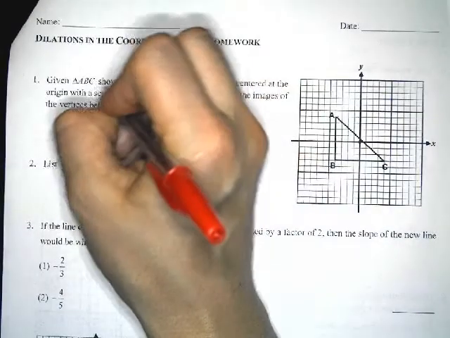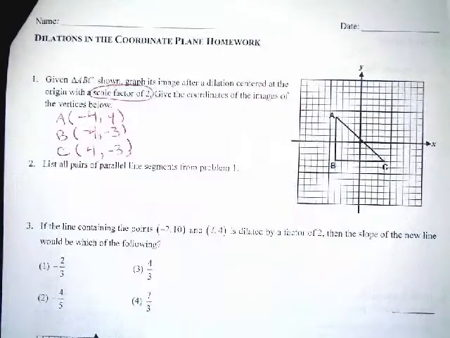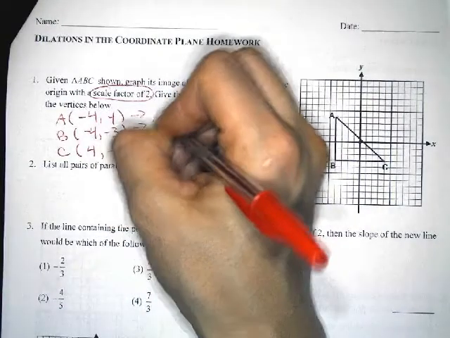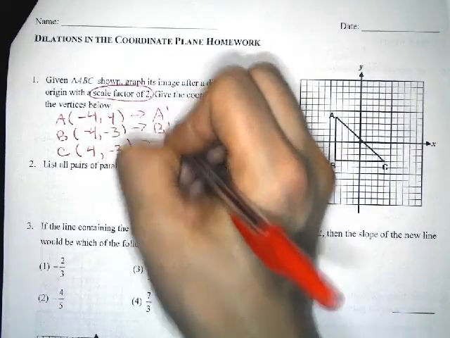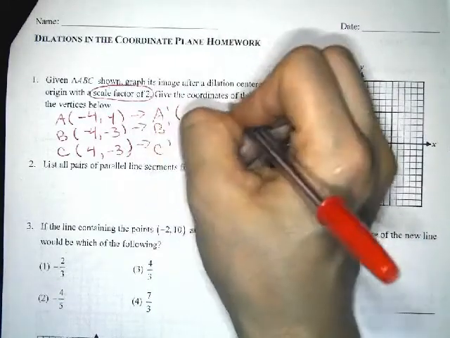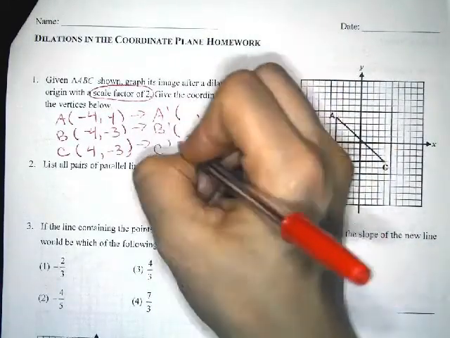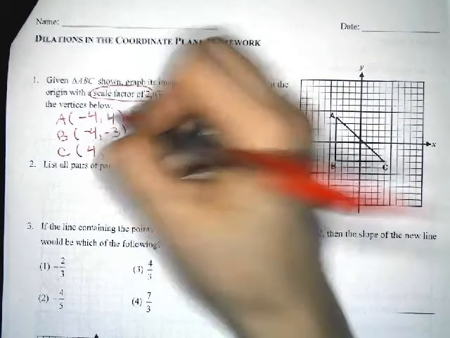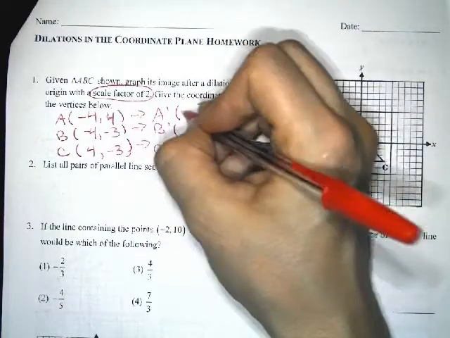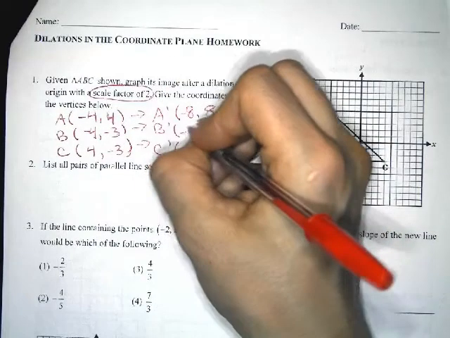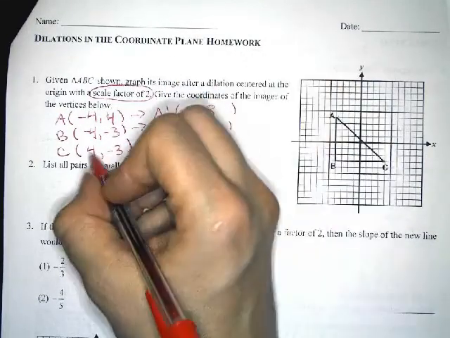Now remember, when you see the word scale factor, it means to multiply. So this image is going to get twice as big. I want to find out what A prime, B prime, and C prime are so that I'm able to actually multiply them, and then I can plot them on the grid. Multiply both by 2.